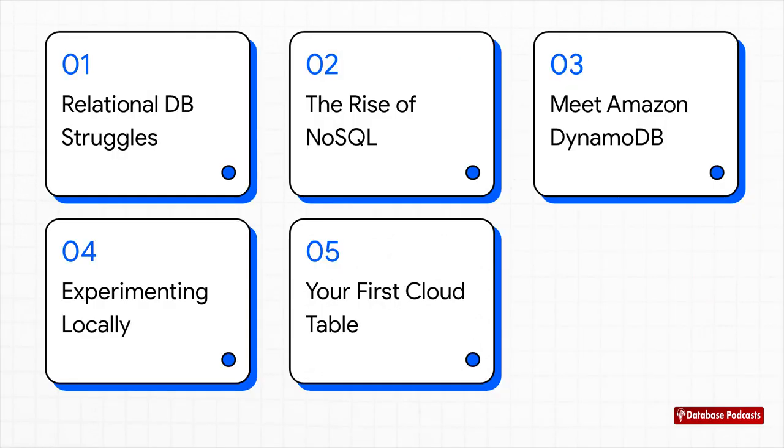So here's the game plan. We'll kick things off by looking at why our trusty old databases sometimes just hit a wall with modern apps. Then we'll talk about the solution that popped up, NoSQL. After that, we'll zoom in on Amazon DynamoDB. I'll show you how to play around with it for free on your own machine, and then we'll walk through spinning up your very first table in the cloud. It's going to be fun.